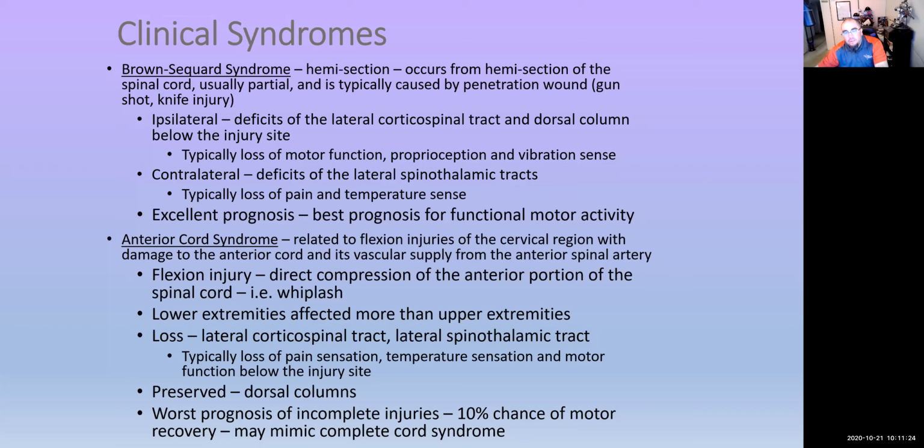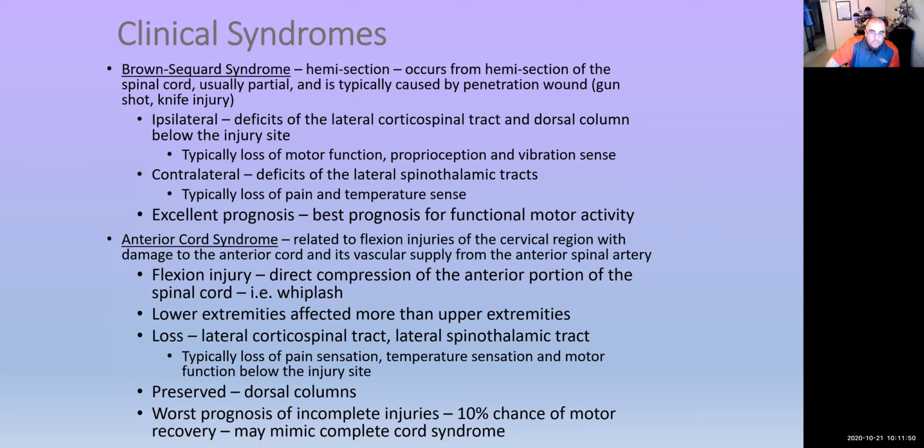Now we have an anterior cord syndrome. So the front of the spinal cord, right, is where flexion's occurring. It's related to flexion injuries of the cervical region with damage to the anterior cord and its vascular supply from the anterior spinal artery. Direct compression of the anterior portion of the spinal cord, i.e. whiplash, cracking forward and cracking back.